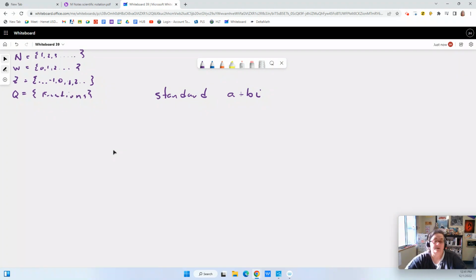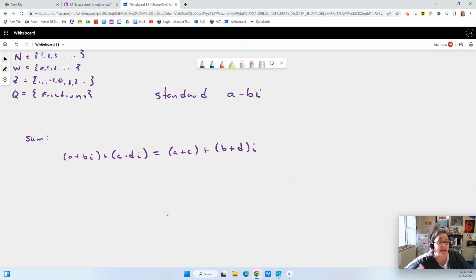So let's look at problems. When we're talking about adding, our sums, right? If I have a plus bi plus, this is just the standard form right here, c plus di, we can rewrite that as our real parts added together and our imaginary parts added together. So (a plus c) plus (b plus d)i, right?